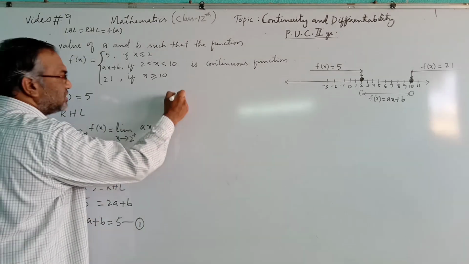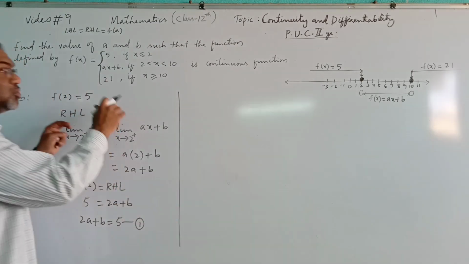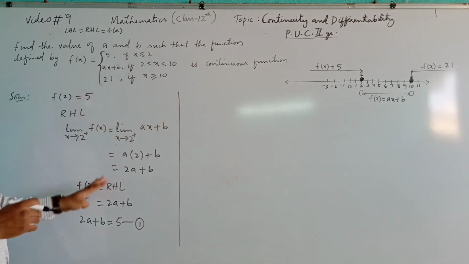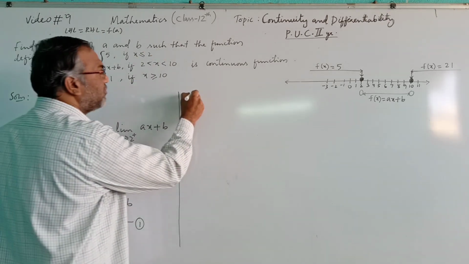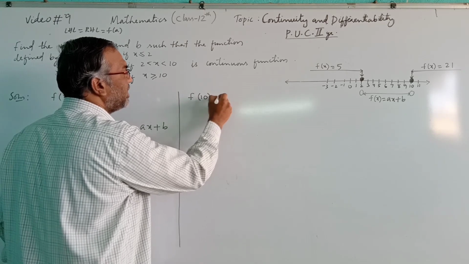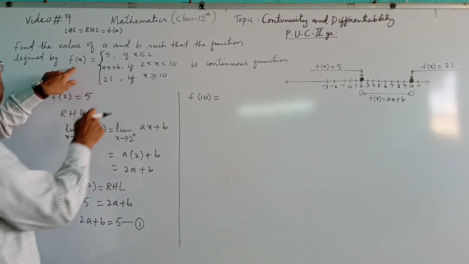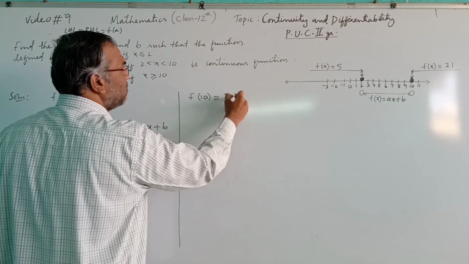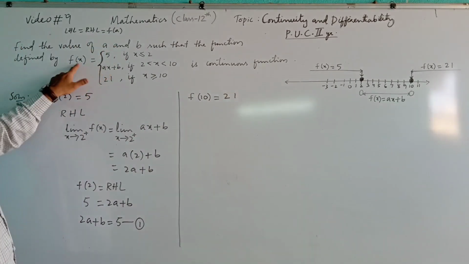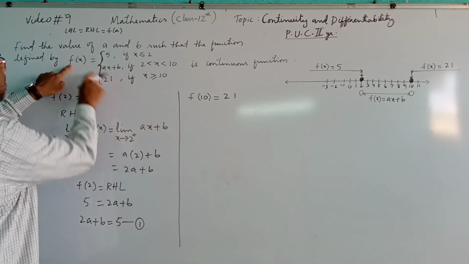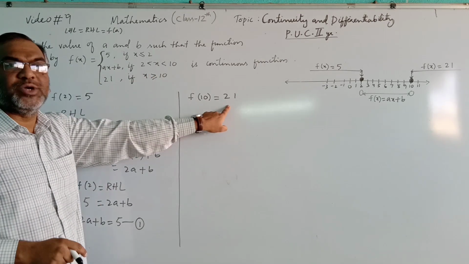Now let's do the same thing at x is equal to 10. We did this at x is equal to 2. Now what about f of 10? What is the value of the function at x is equal to 10? It is 21. Clearly it is given in the question that at x is equal to 10, f of x is 21. So f of 10 is 21.